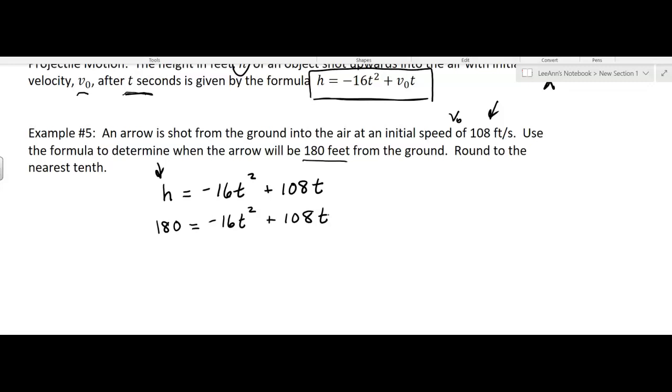Now, I wanted to say, it says an arrow, right? So here you are, and you're shooting an arrow. And the arrow's going to go up in the air, and then eventually that arrow's going to come back down and probably hit the ground or a target or something like that. So possibly there could be two times when it's 180 feet off the ground. Once on the way up and the other on the way down. But we'll see what happens in this problem. Okay, so it's a quadratic equation, so I'm going to subtract the 180.